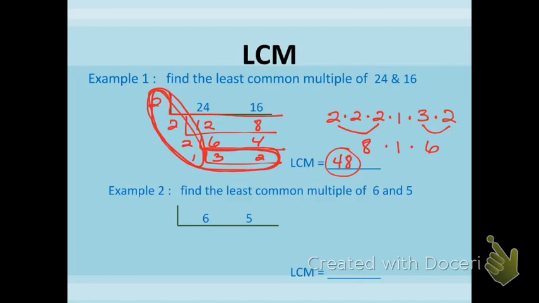All right, let's do example 2. We have 6 and 5. Numbers that divide evenly into 6 and 5. Only one. Okay, so when it's only one, our L is just going to look like a straight line. We're just going to multiply 1 times 6 times 5, or just 6 times 5, and 6 times 5 is 30.